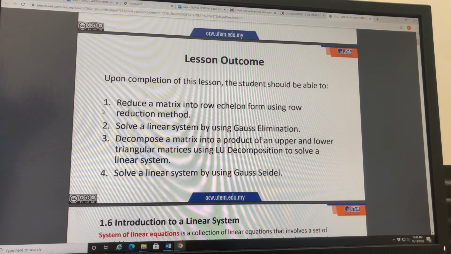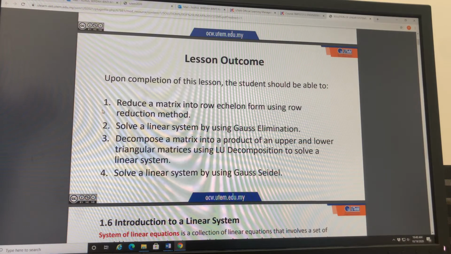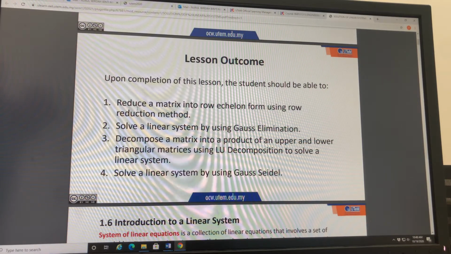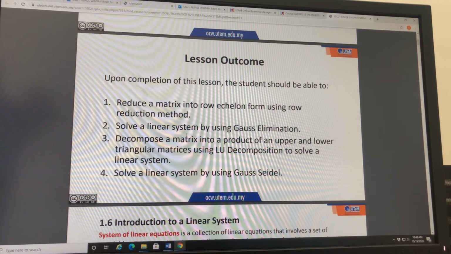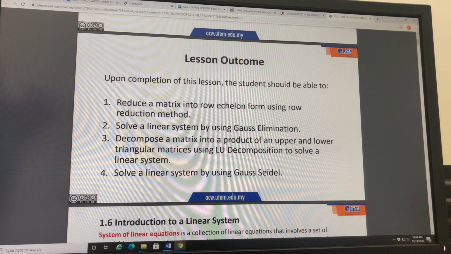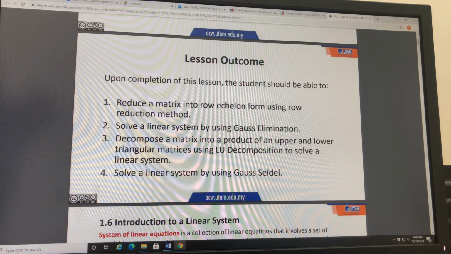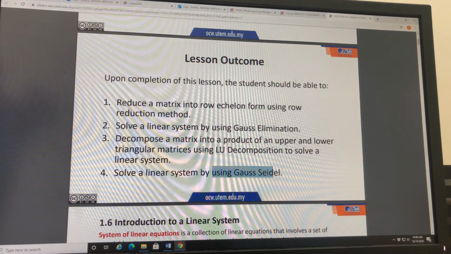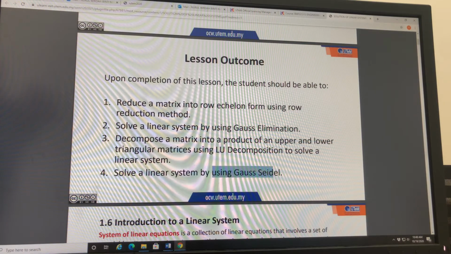The first one is that you will know how to reduce a matrix into row echelon form using a row reduction method. The second is that you should know how to solve the linear system by using Gauss elimination. For number 3, you know how to solve the linear system by using LU decomposition. And the last one is that you know how to solve the linear system by using Gauss-Seidel.